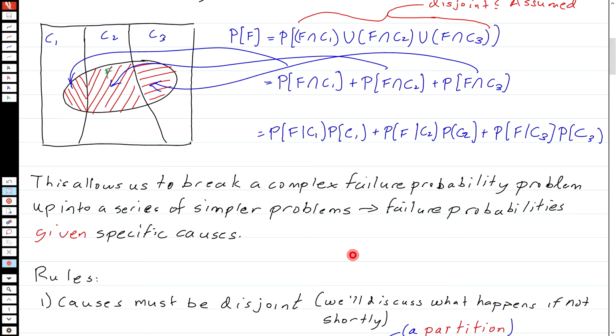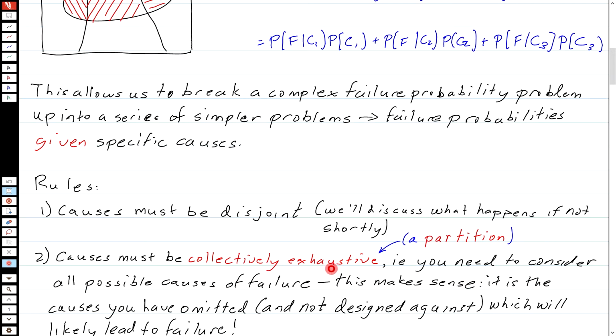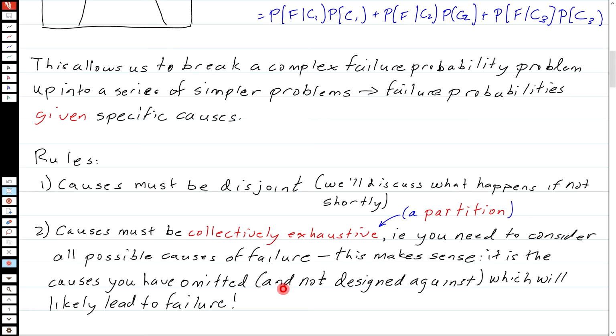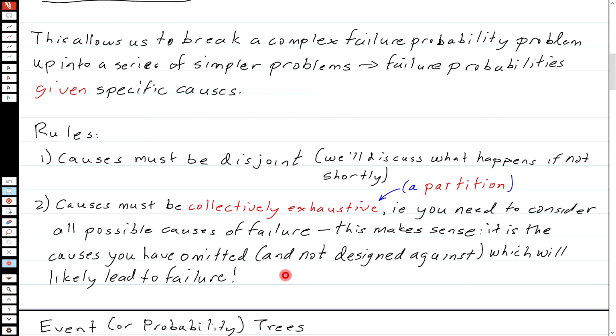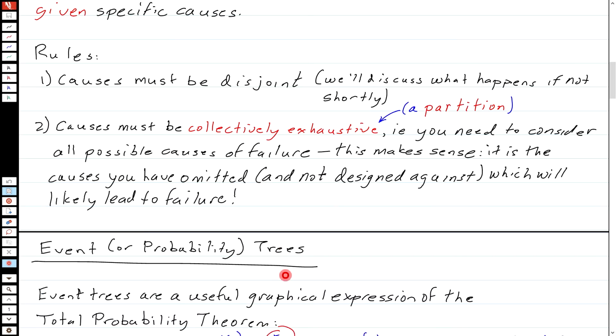Okay, so the rules to use this approach: causes must be disjoint. And like I said, we'll discuss shortly what happens if they are not disjoint. The causes must be collectively exhaustive, i.e. a partition. So in other words, I said that you need to consider all possible causes of failure. The ones that you omit are usually the ones that result in failure of the system because you haven't designed against it. A very useful graphical technique for the total probability theorem is the event tree, sometimes called a probability tree.